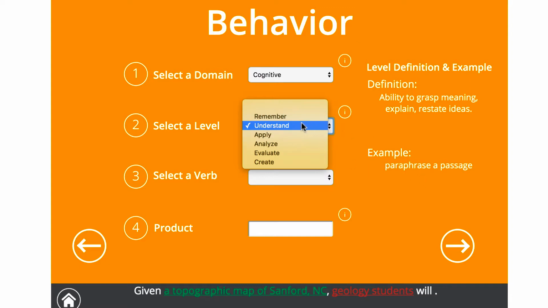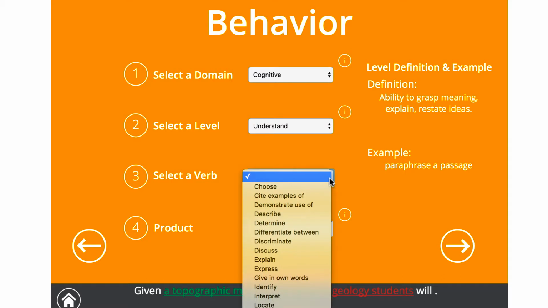For my example, I'm going to choose the understand skill set. And now here's the best part of this applet. It gives you a list of verbs to go from. Cite examples, demonstrate, describe, determine, differentiate, discriminate, discuss, explain. So I can have them do anything on this list, and that will demonstrate to me that they understand how to use a topographic map.